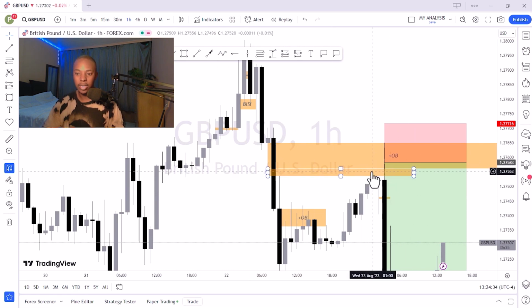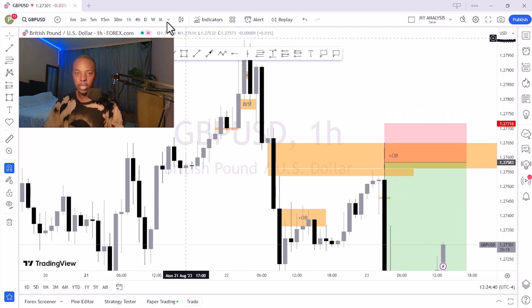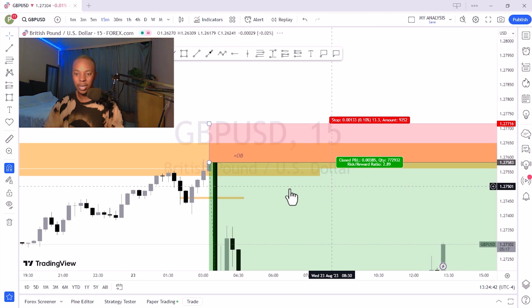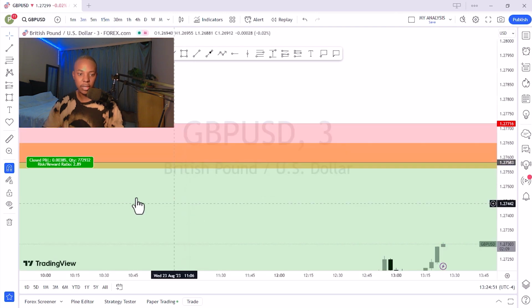Took a sell, and then price went up a bit. I actually took a sell. No, I also took a sell here. This was the first sell, right? I took a sell here at, I think it was a 1 minute.